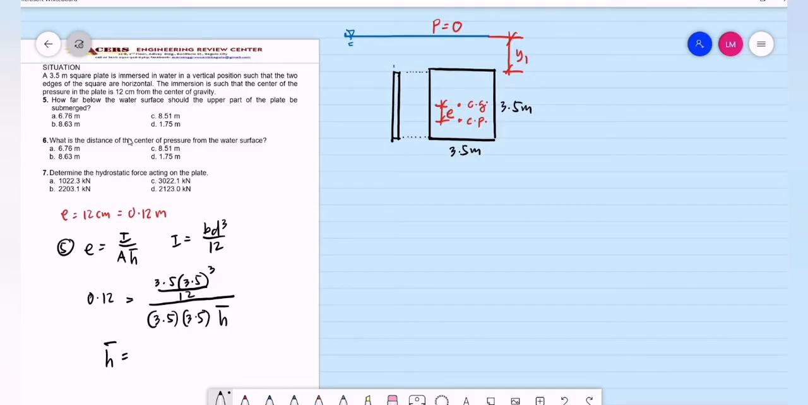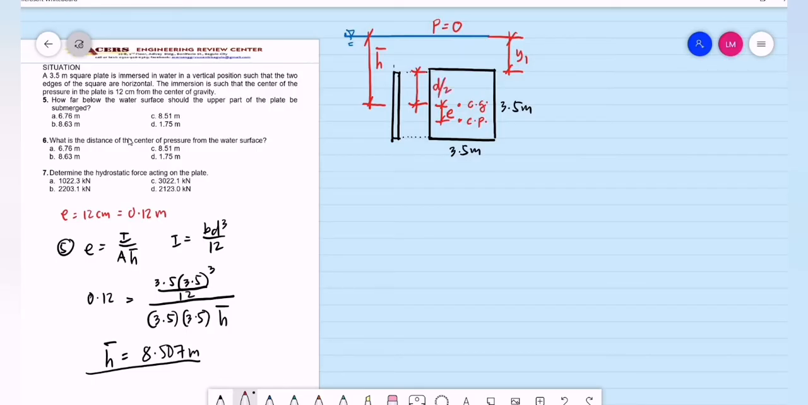So we have the computed value of the bar h equal to 8.507 meters. So what is bar h? That is the distance from the zero pressure to the center of gravity of the submerged surface. So this is our bar H. Based on this figure, what is the location of the center of gravity? Since this is a rectangle, that is basically the depth over 2.